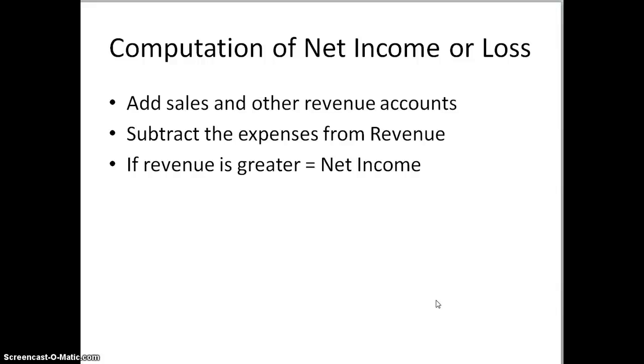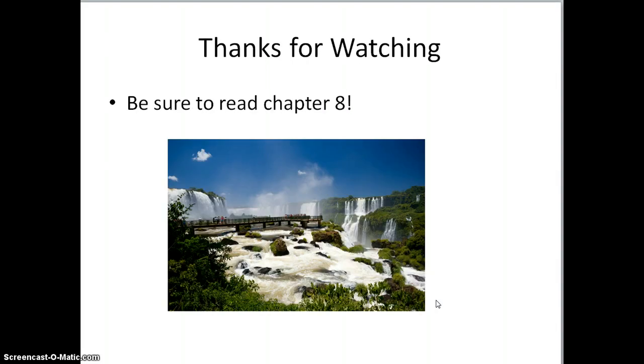And then you'd subtract the expenses. Expenses like cost of the food, cost of the beverages, cost of the liquor. You'd subtract other expenses like insurance expense and wages expense, all of that. And if revenue is greater than your expenses, you'll have net income. Of course, if your expenses are greater, then you would have a loss. So that is a brief overview of Chapter 8.